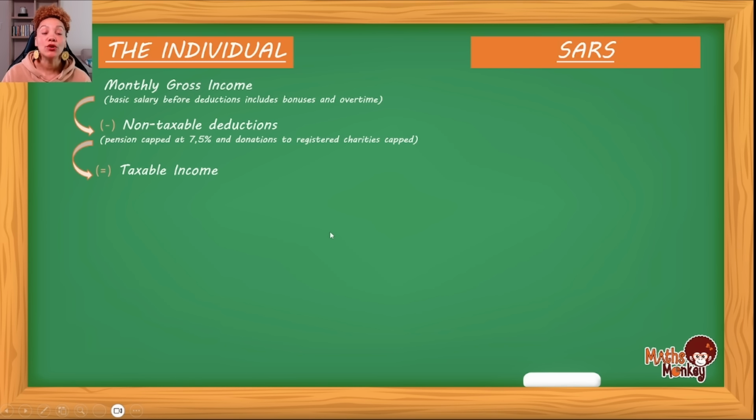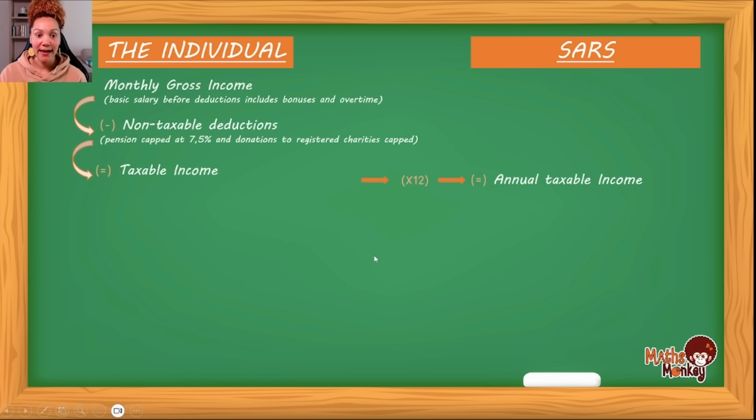Now, in order to calculate the tax part, you're going to take the monthly taxable income and multiply it by 12. This will then give you the annual taxable income. And your annual taxable income is what determines the amount of tax that you're going to pay for that year. So take note, I am now working from an annual perspective.